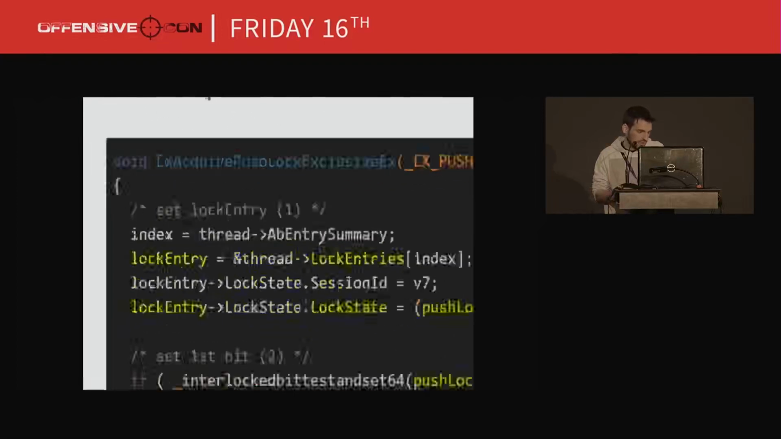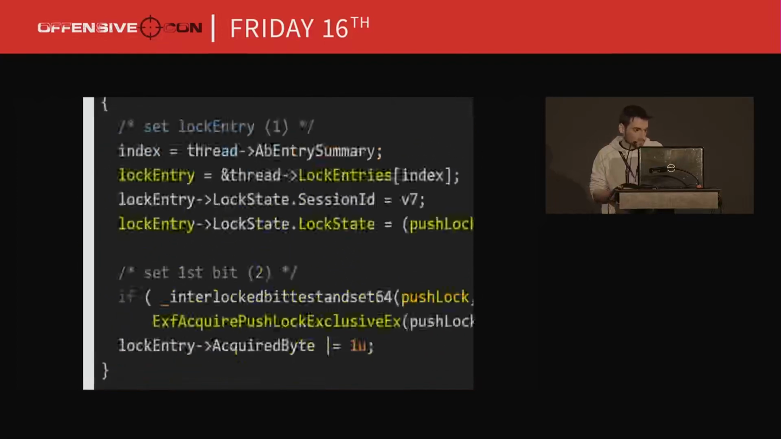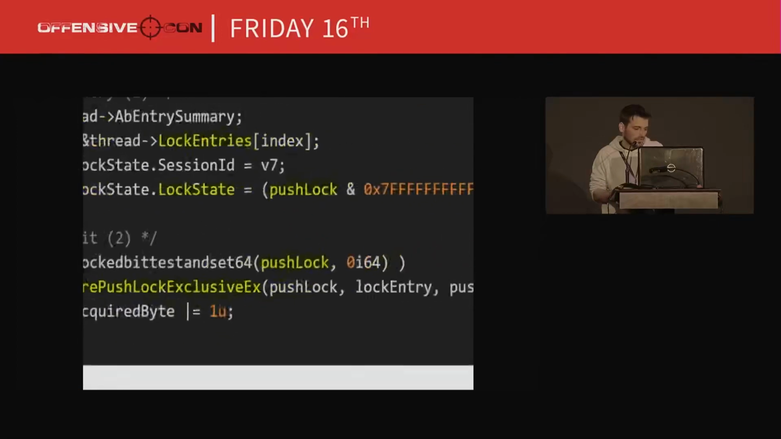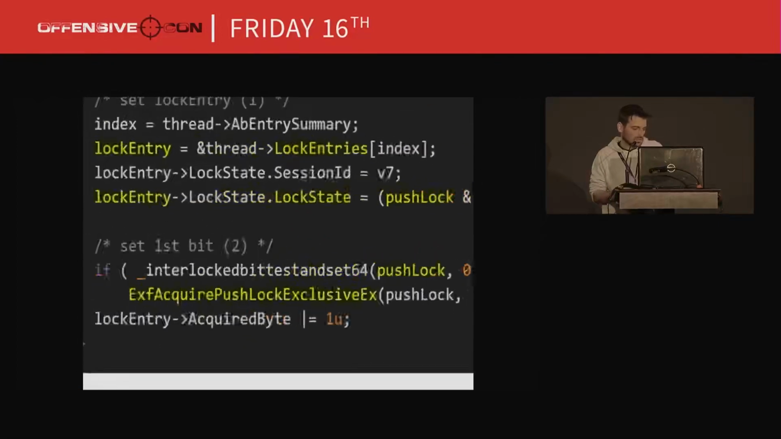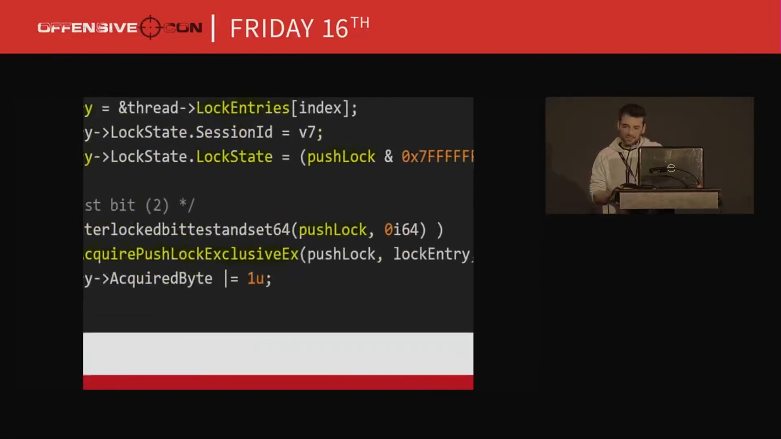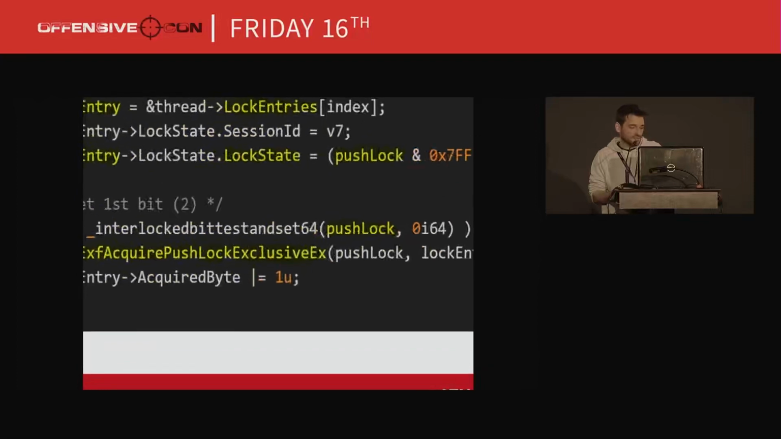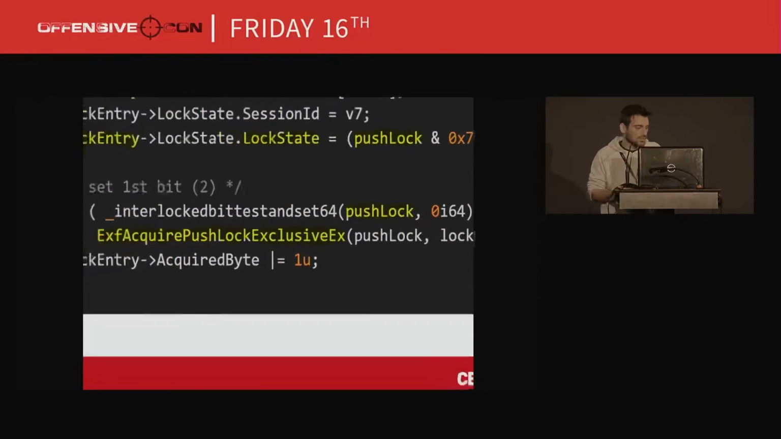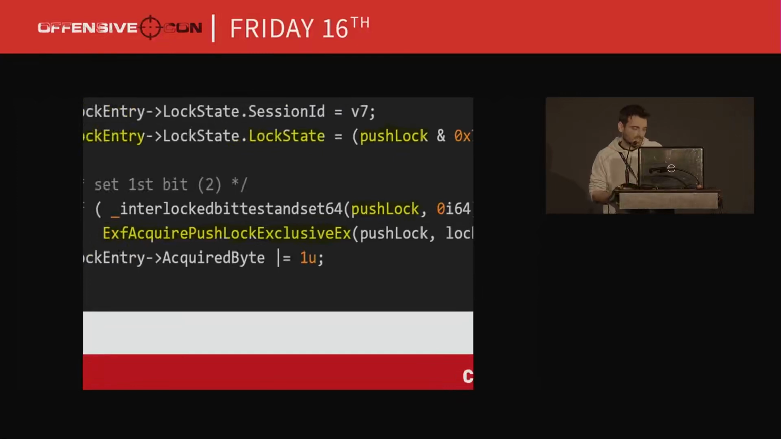And here is the pseudocode. As I said, we obtain the lock entry from the k-thread data structure. We store the push lock to that lock entry, and then we try to set the first bit of that push lock. And in case that first bit is already set, which means that our push lock is already acquired, xf acquire push lock exclusive x will be called.